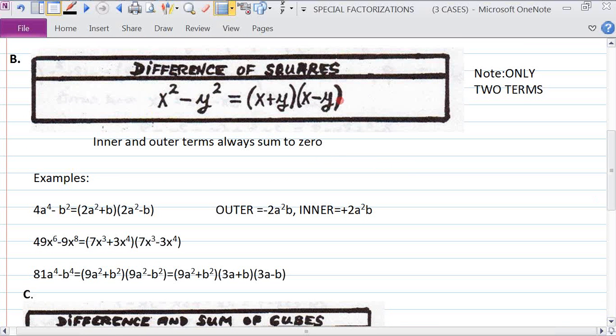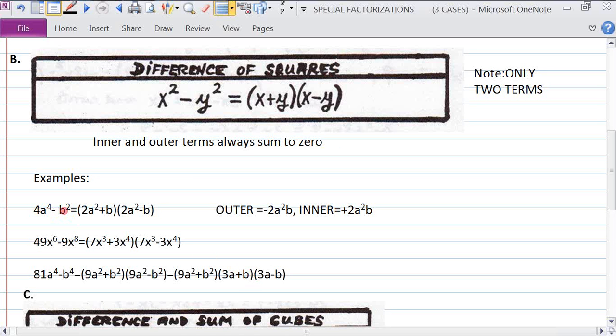Now, the difference in squares, the inner and outer terms always sum to 0. The inner term is plus xy, and the outer term is minus xy. So, plus xy and minus xy. So the inner and outer terms sum to 0. The first times the first gives you the x squared, plus y times minus y gives you minus y squared. So there's only 2 terms here, and that's because the inner and outer always sum to 0.